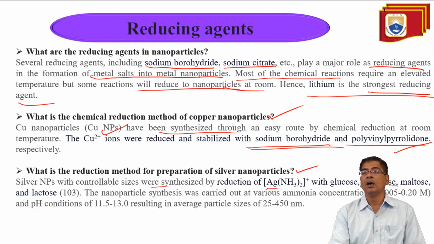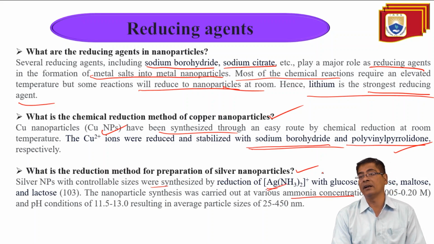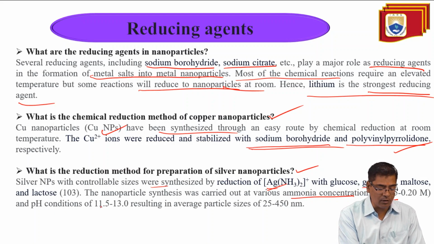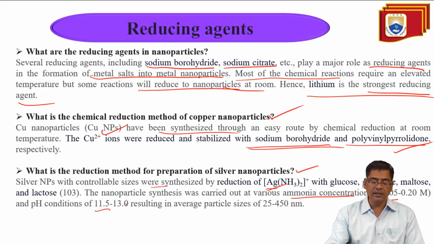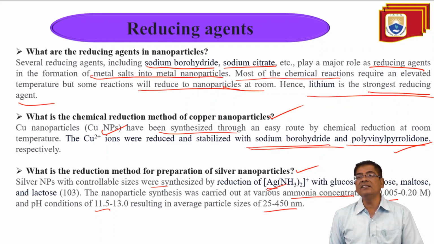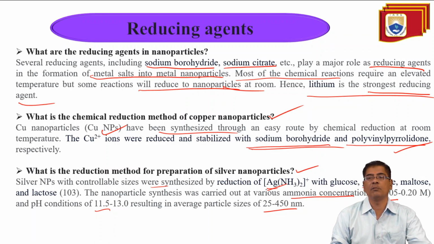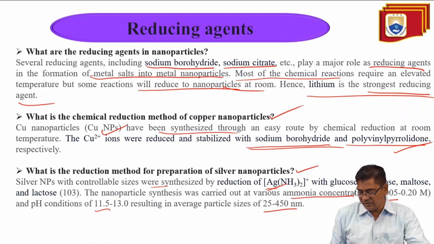So nanoparticle synthesis was carried out at various ammonium concentrations, in the range 0.005 to 0.20 moles, and pH conditions of 11.5 to 13, resulting in an average particle size that can be obtained from 25 to 450 nanometers. So these are some of the methods where copper nanoparticles and silver nanoparticles can be separated, with solutions acting as reducing agents.